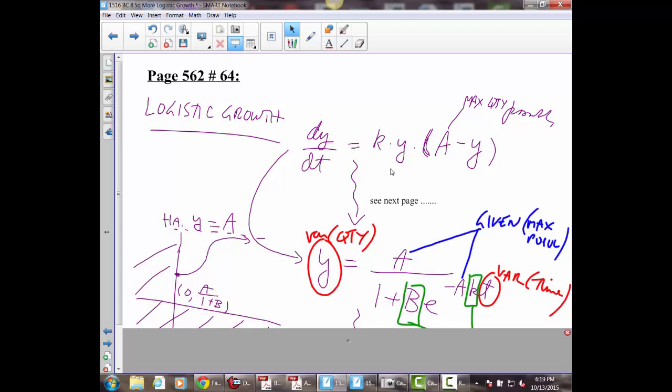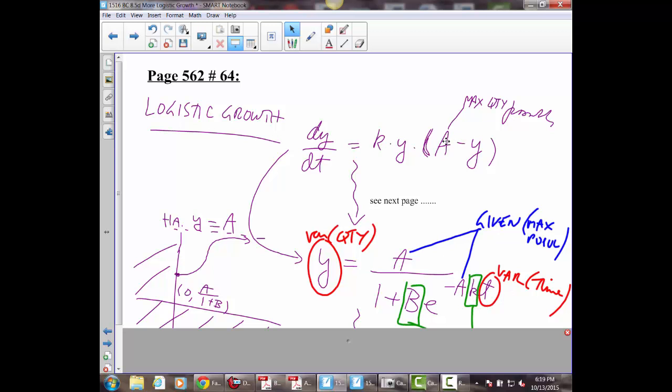On the next page, I'll show you how this becomes this. Unless they ask you to show the work in the free response on the AP to actually solve the differential equation, you can go directly from here to here. So it's y equals a over 1 plus b times e to the negative akt. The a is that famous maximum quantity possible.